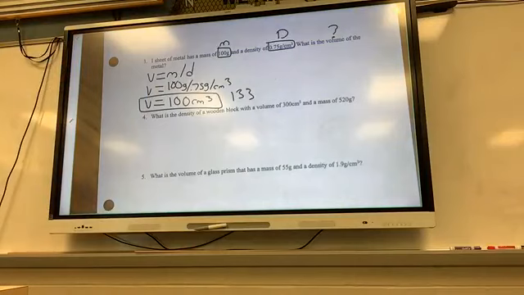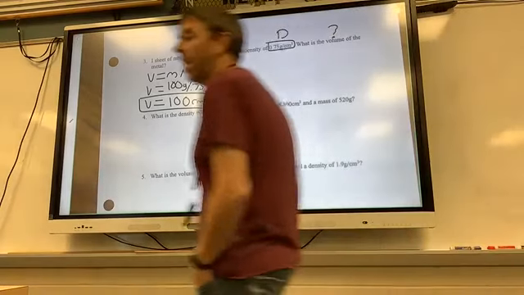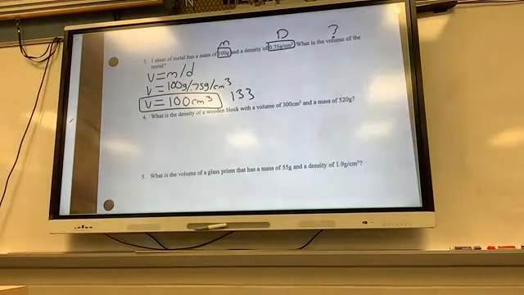On this paper, there are a total of 10 problems. So how about you guys do odds, the odds remaining for tonight. So you guys do 5, 7, 9. You can work with a partner the rest of the period. You could probably finish this in class.